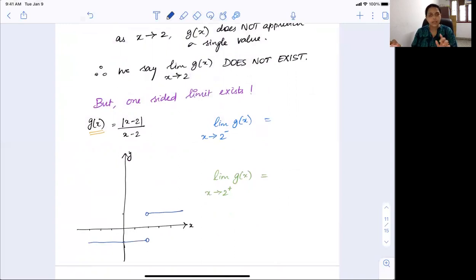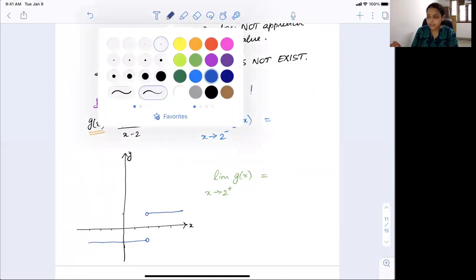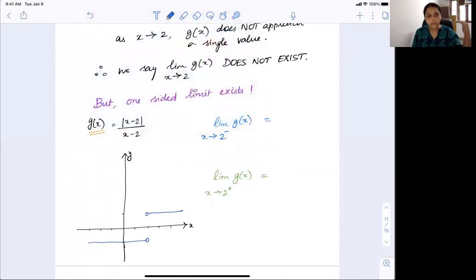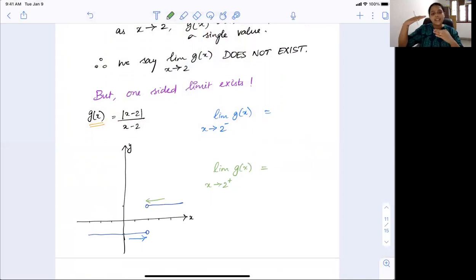Now, what's the limit, or what's the value that the function is tending to as we get close to 2 from the left-hand side? If we get close to 2 from the left-hand side, the functional value is minus 1. On the other hand, if we get close to 2 from the right-hand side, the functional value is approaching plus 1. So because these two functional values are different, we say that the limit does not exist at x is equal to 2. But on the other hand, the one-sided limit exists.